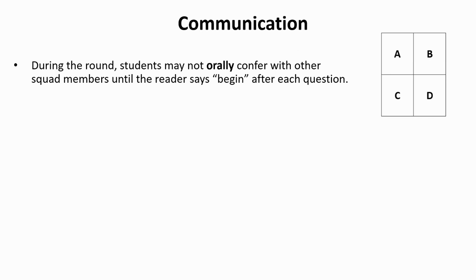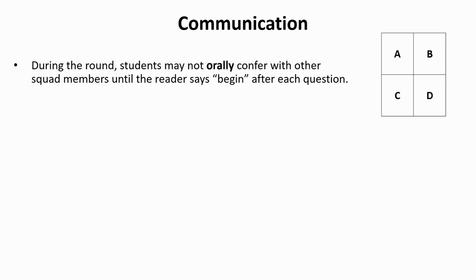Now, students will often write down an answer chart once the rounds have begun and then use that to point to the right answer during the question. This is perfectly fine. Once the word begin is said, they can discuss the questions orally at that point, but the basic rules on communication are as follows.